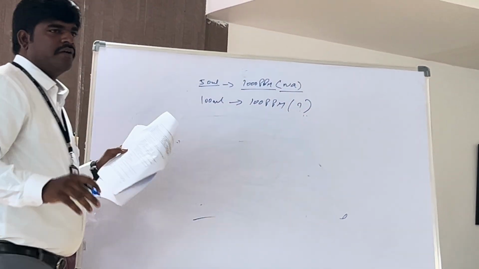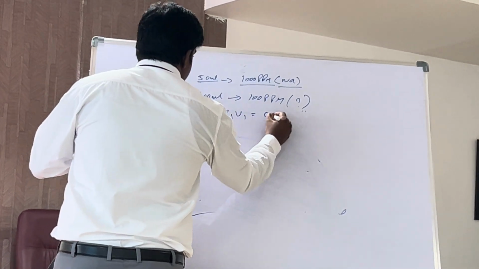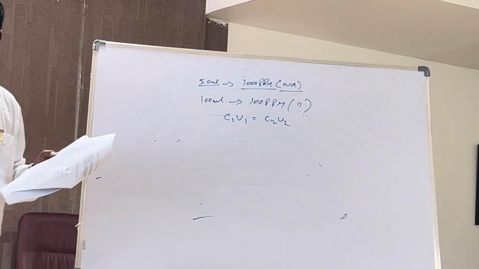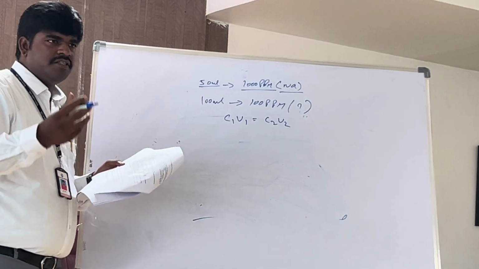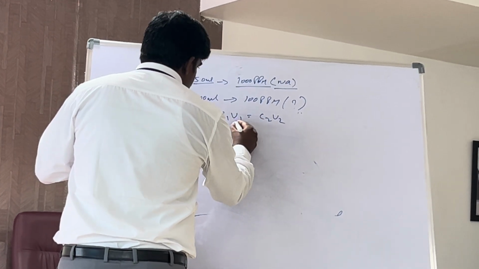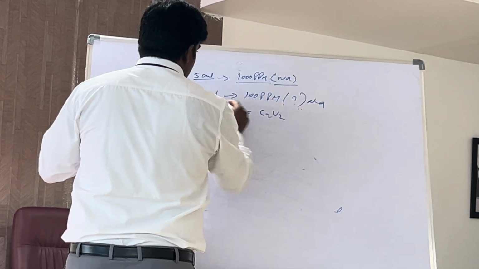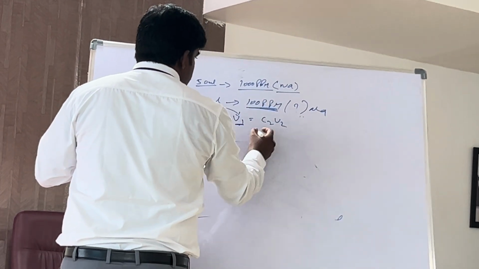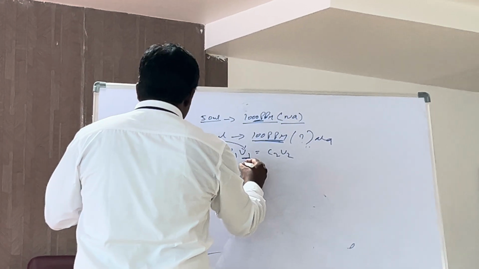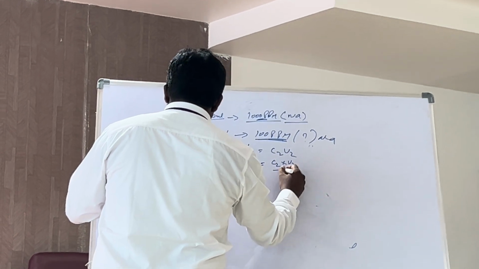So here, how do we prepare it? In the simplest formula, C1V1 equals C2V2. Just remember, these are very simple techniques. Once you get the knowledge of that, it is very easy to do the calculation. Here you need to prepare 100 ml of 100 ppm. Currently you have 1000 ppm. So how much volume do you need to take? V1 equals C2V2 divided by C1.